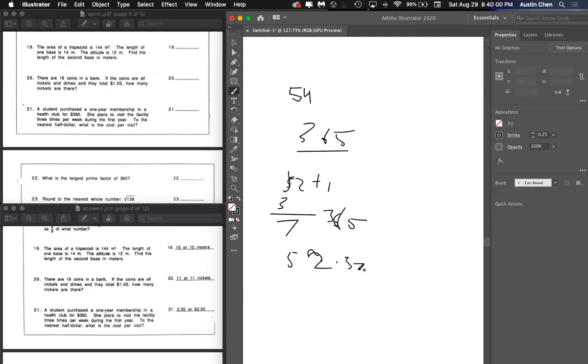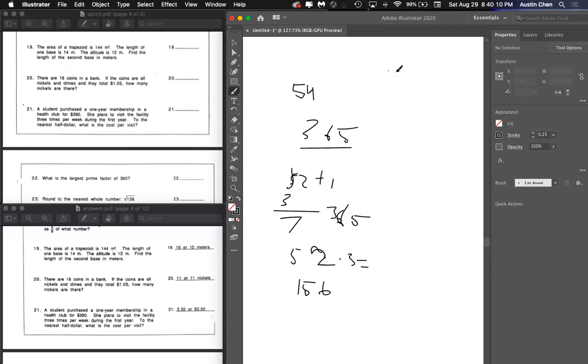Then the number of times she visits in total is going to be 156. And then, okay, it's to the nearest half dollar. Now we just need to figure out 390 divided by 156 to the nearest half dollar. Okay, so for this, because you're not looking for an exact number, only to the nearest half dollar, you don't have to actually fully get the answer for this.